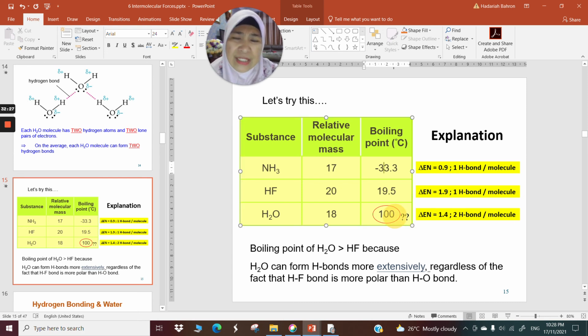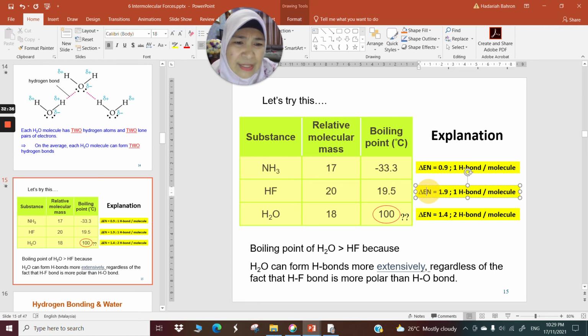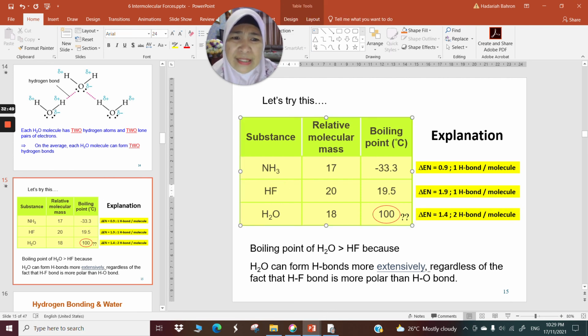But the situation is slightly puzzling if you look at only delta EN, delta electronegativity, because when you look at simply the difference between electronegativity, HF is 1.9, whereas water is 1.4. So using the same argument, HF or hydrofluoric acid should have a higher boiling point than water. However, in real life, when people go into the lab and measure the boiling point of water, it is a lot higher than the boiling point of HF. So what is going on?